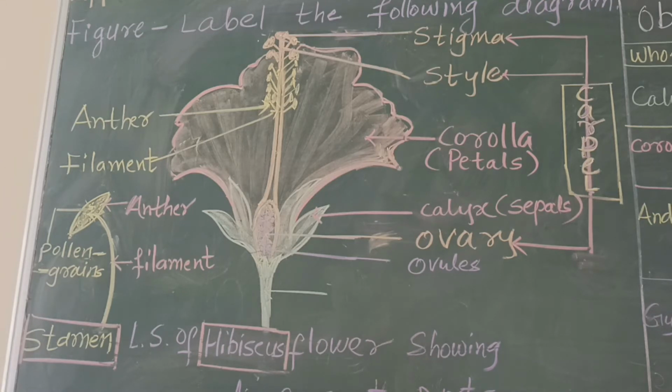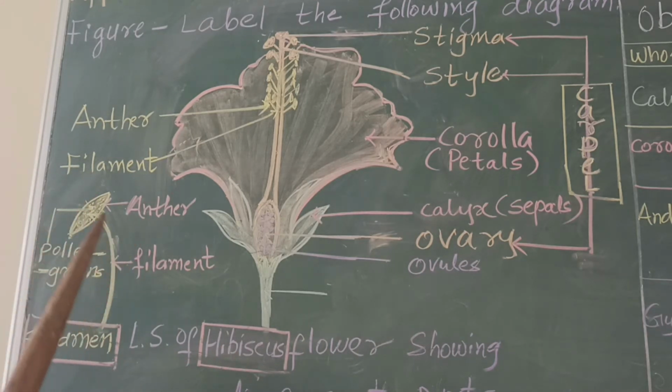It consists of four floral whorls: calyx, corolla, androecium and gynoecium. They are arranged in sequence from outside to inside. We will see the practical just now. Androecium and gynoecium are called essential whorls because they perform the function of reproduction.